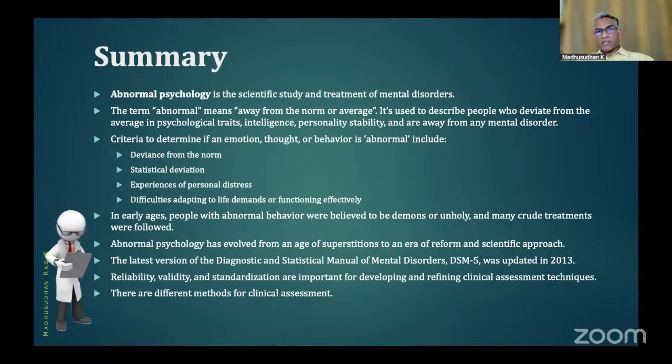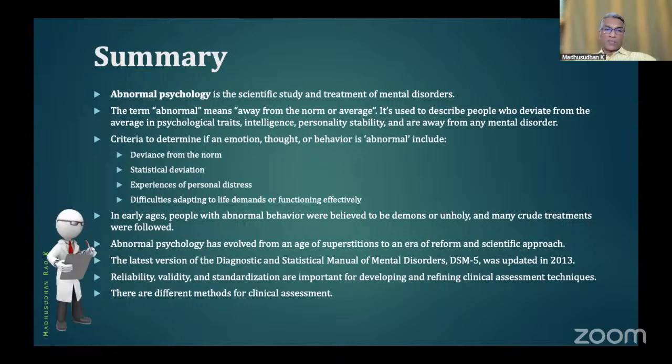Abnormal psychology is the scientific study and treatment of mental disorder. The term abnormal means away from the normal or average. It is used to describe people who deviate from the average in psychological traits, intelligence, personality, stability, and or any mental disorder. Criteria to determine whether an emotion, thought, or behavior is abnormal include deviance from norms, statistical deviation, experiences of personal distress, and difficulties in adapting to life demands and functioning effectively.